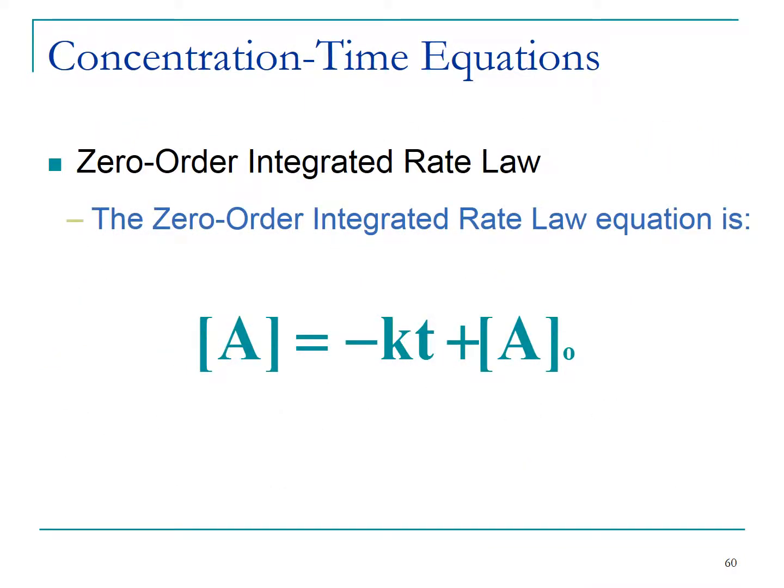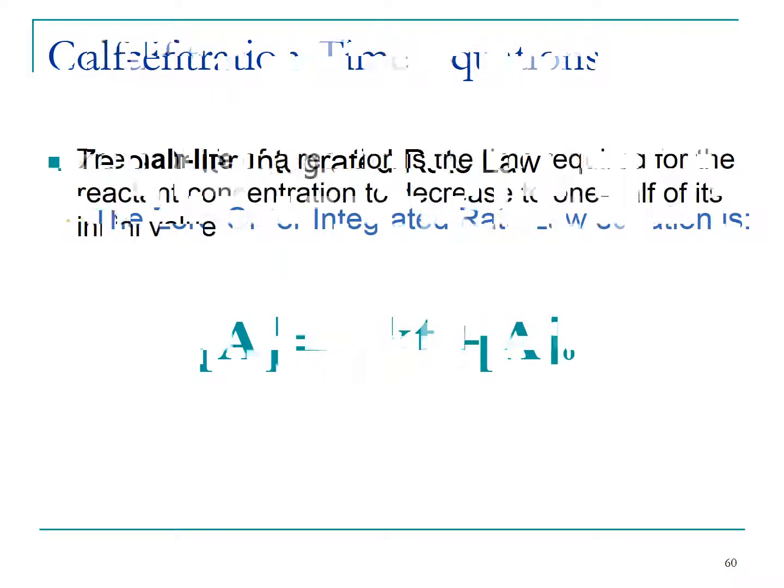So we can also use a zero order integrated rate law, and the integrated rate law for zero order is just [A] at time t equals negative kt plus [A]0. So just plug in the t value and the initial concentration. You can find the concentration at any time t. We'll probably be focusing mostly on first order and second order, but zero order may pop in from time to time. This is a straightforward equation.